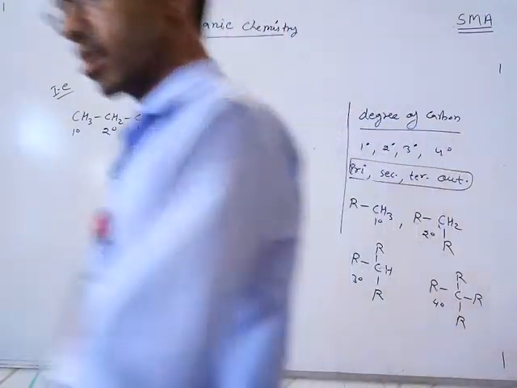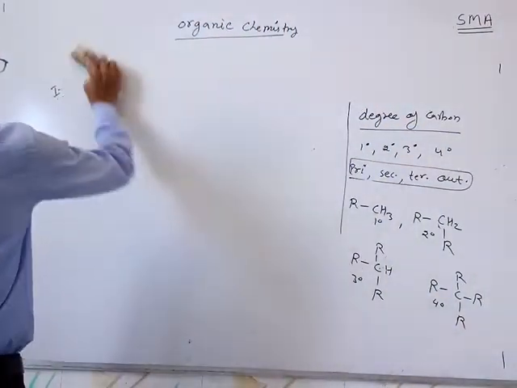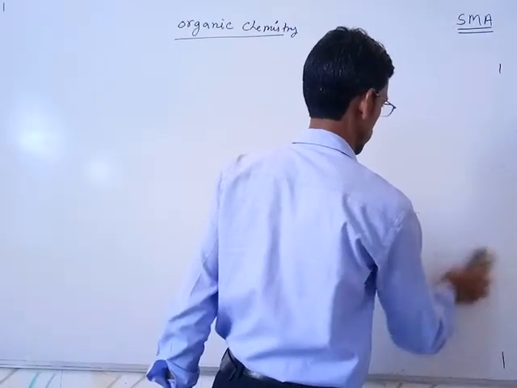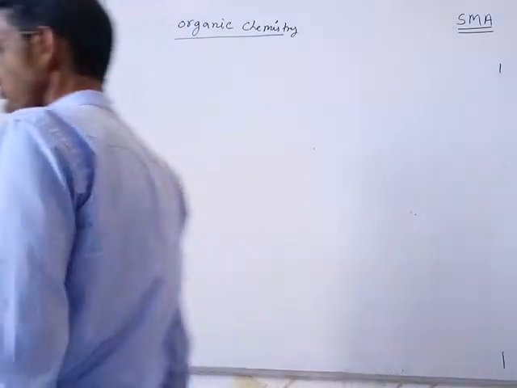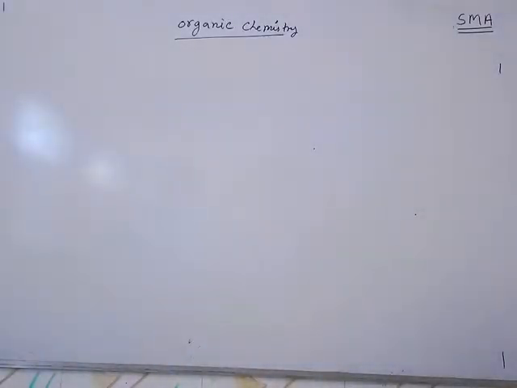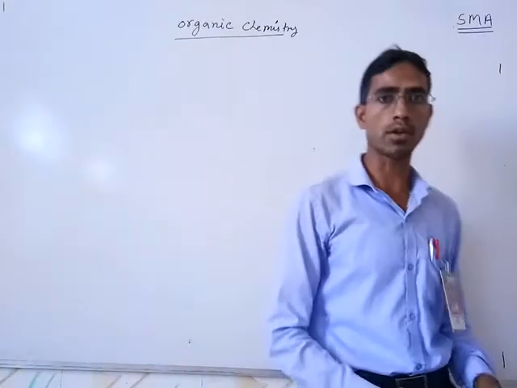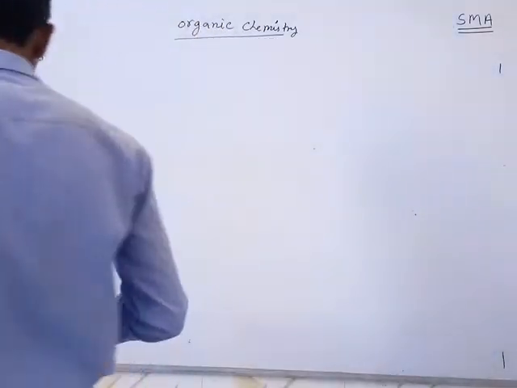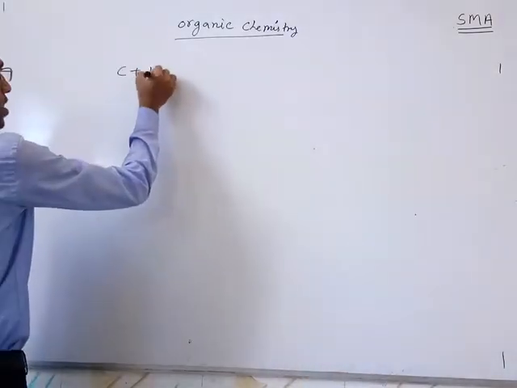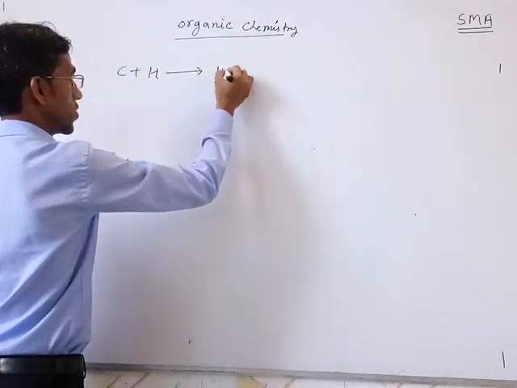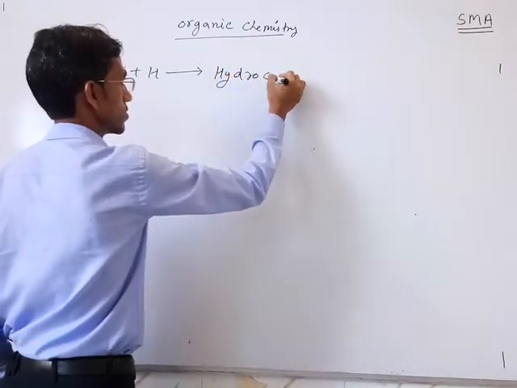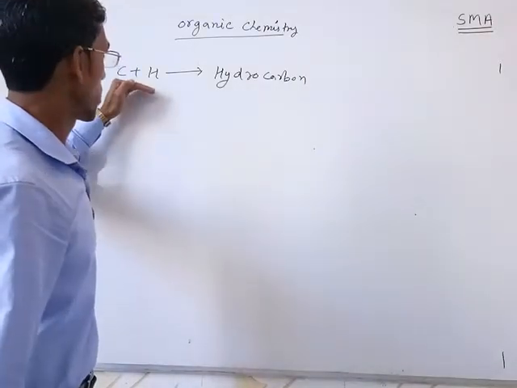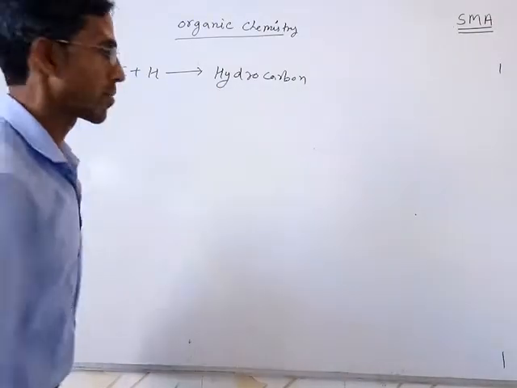Now we are discussing hydrocarbons. What is a hydrocarbon? We are discussing only the important topics which are related to 12th organic chemistry. Only these topics are discussed. What is a hydrocarbon? Carbon plus hydrogen derivatives are known as hydrocarbons. You learned this in 11th class.